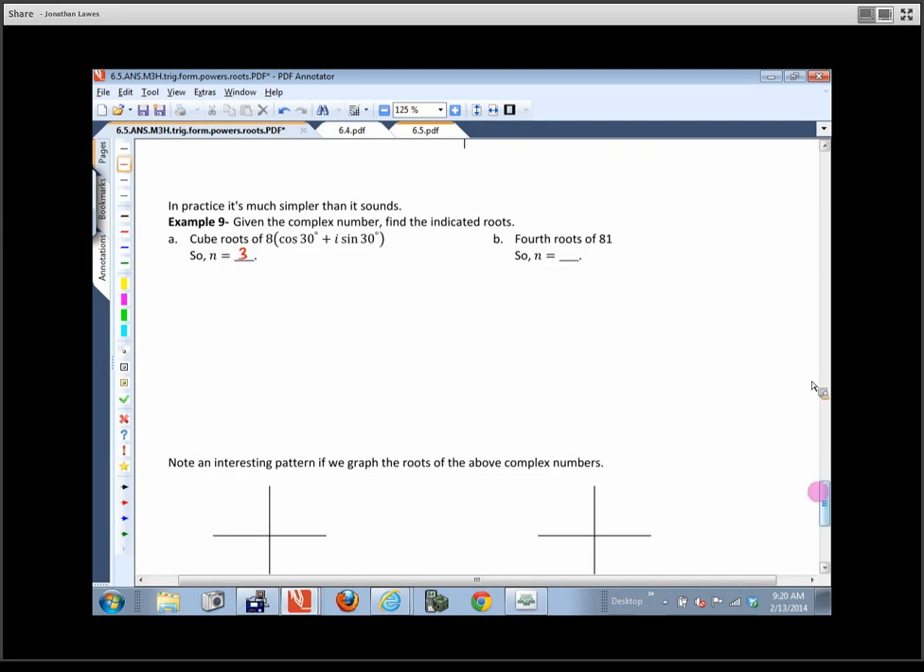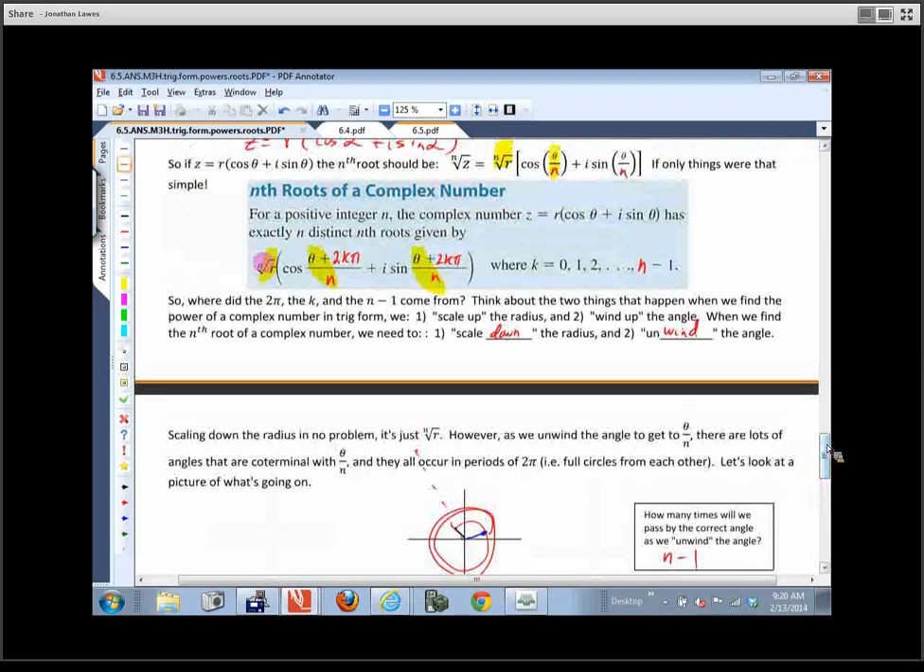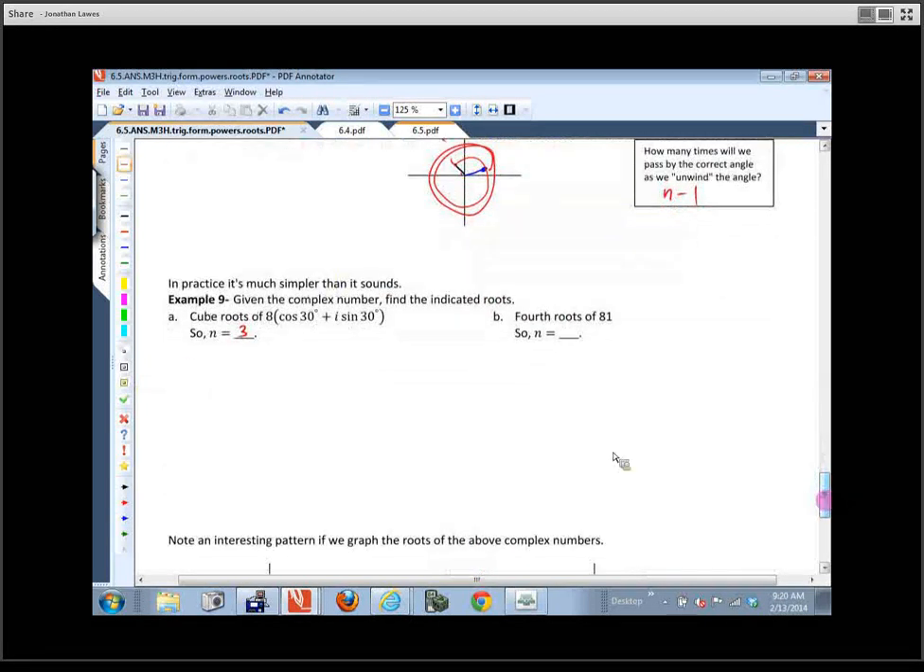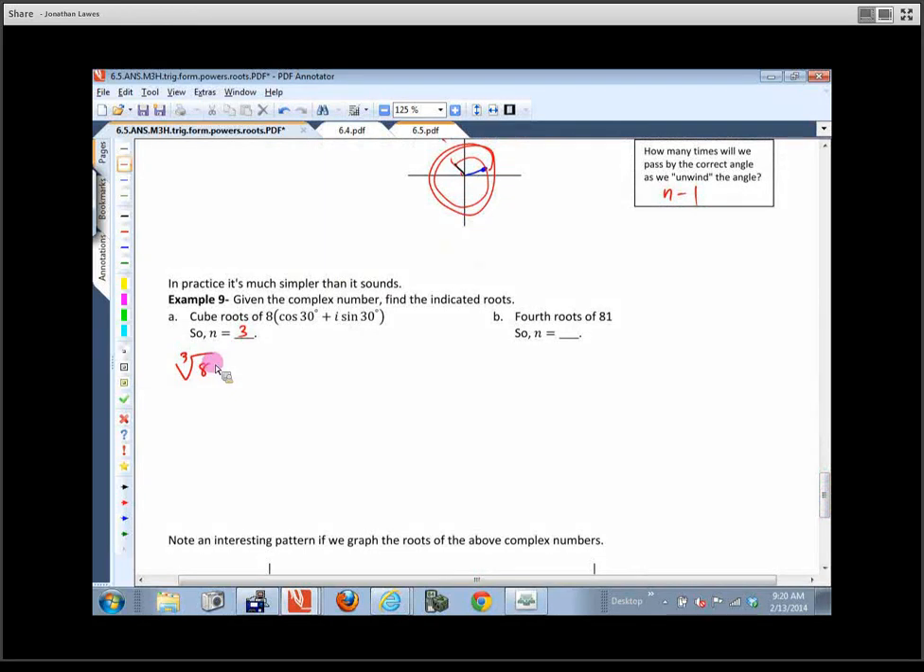So remember how this formula works. We take the nth root of the radius. We take theta plus 2k pi over n, or this could be 360k, which is what we're going to do here. So we're going to take the cube root of 8. Then we're going to do cosine. Theta is 30 degrees plus 360k over 3 plus i sine 30 degrees plus 360k all over 3.